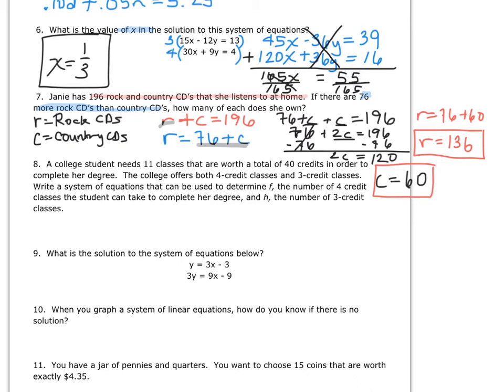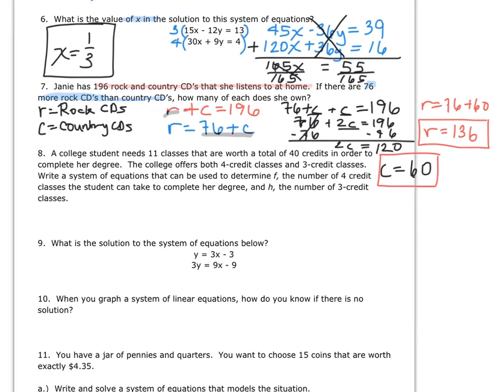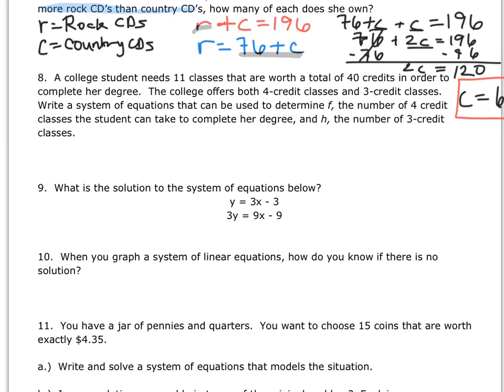Number 8. Number 8 says a college student needs 11 classes that are worth a total of 40 credits in order to complete her degree. A college offers both 4-credit classes and 3-credit classes. So we're going to write a system of equations that can be used to determine F, the number of 4-credit classes that a student can take to complete her degree, and H, the number of 3-credit classes.